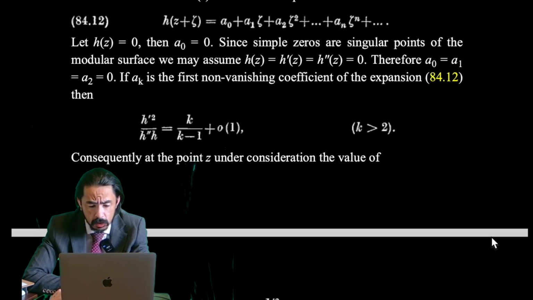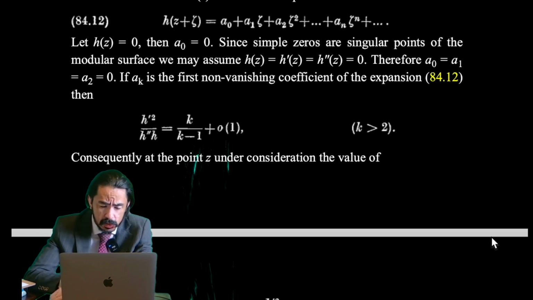Since simple zeros are singular points of the modular surface, we may assume that h of z equals h prime of z, which equals h double prime of z, which equals 0. Therefore, a naught equals a1 equals a2 equals 0. If ak is the first non-vanishing coefficient of the expansion, which I just read in terms of where we have perturbation of eta, then h prime squared over h double prime times h is equal to lowercase k over k minus 1 plus terms on the order of 1, and this lowercase k is greater than 2.